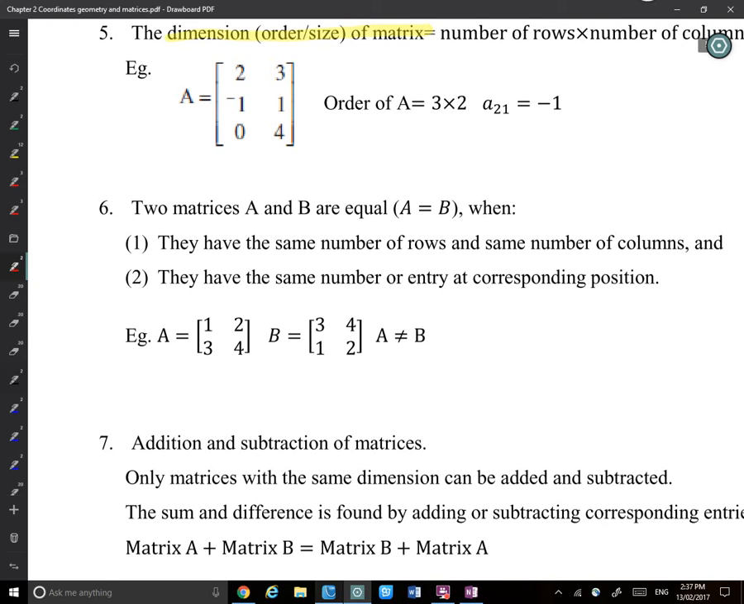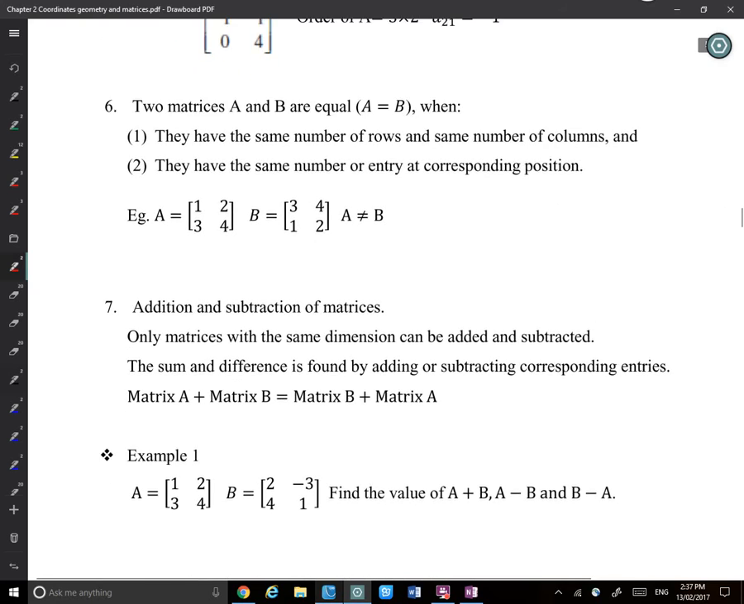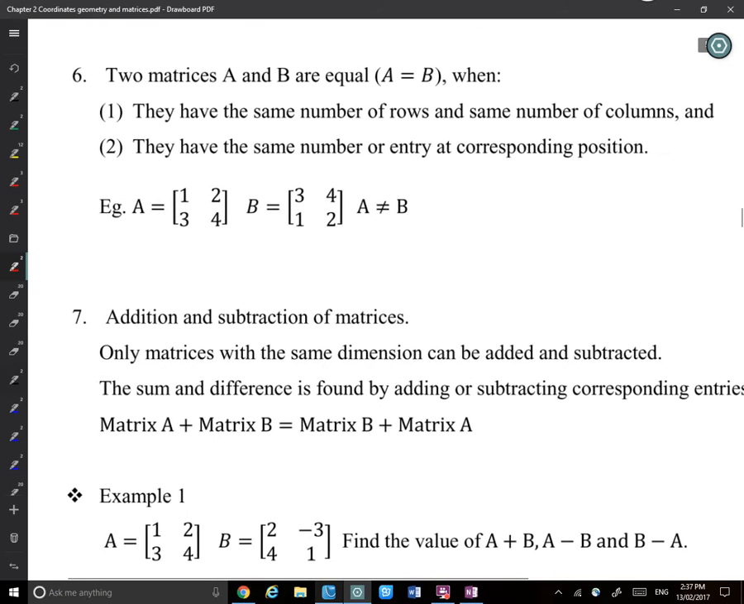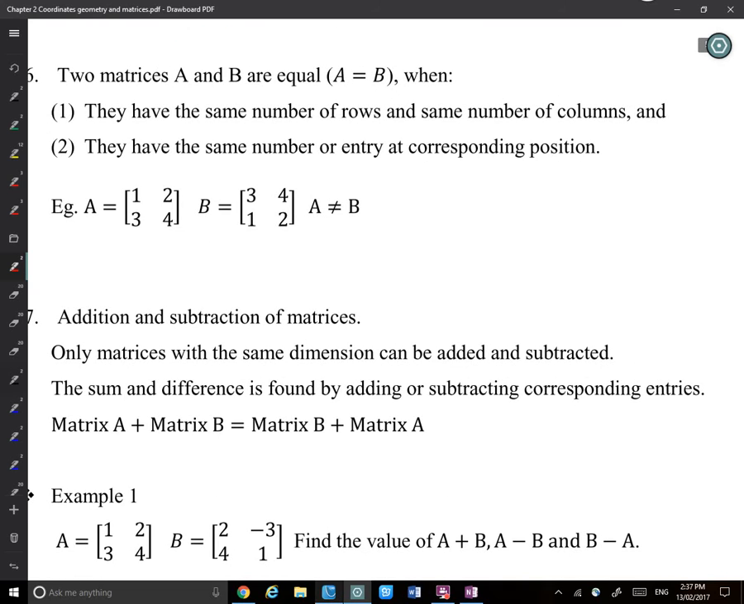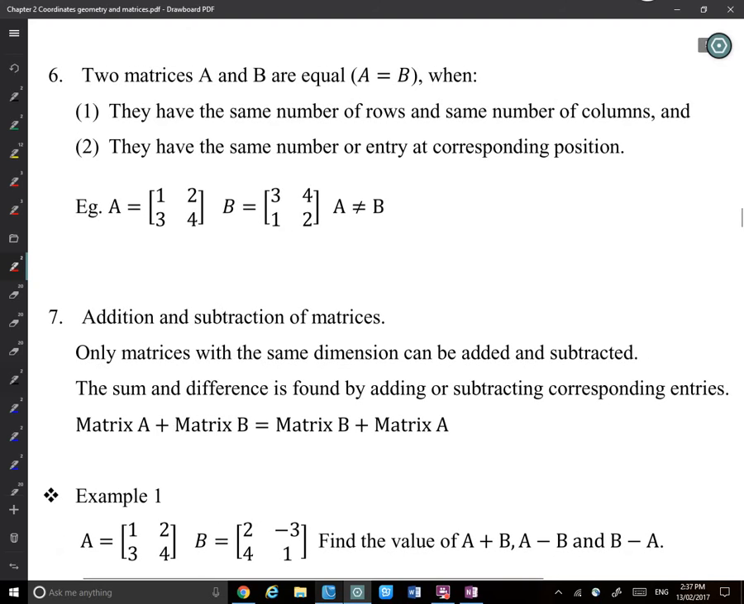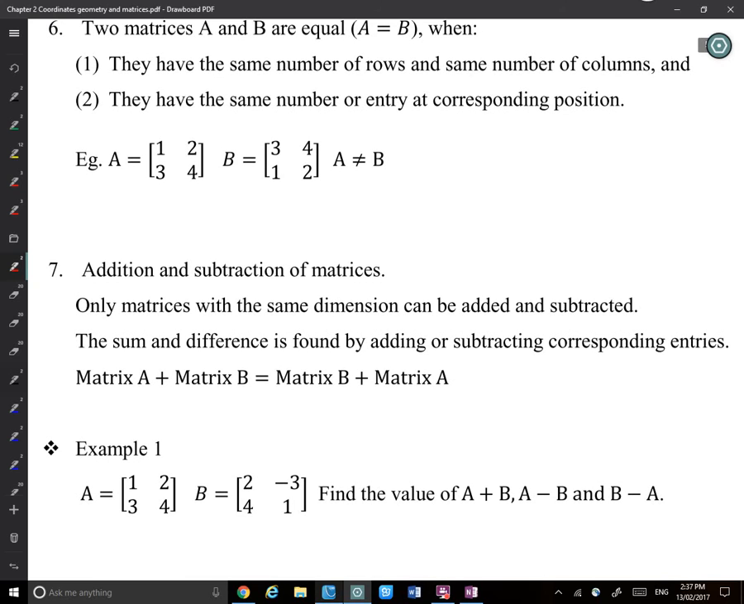The entry is -1. Two matrices A and B are equal when they have the same number of rows and the same number of columns, and also the same entry at the corresponding position. In other words, they must look exactly identical. For example, A and B both have 1, 2, 3, 4 as entries, but they are not at the same position, not at the corresponding position. So A and B are not equal.